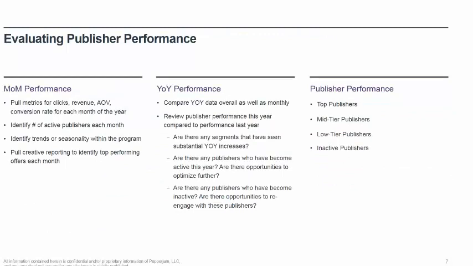Another great thing to do in terms of looking at the past year is evaluate your publisher performance. So first, take a look at publisher performance month over month. Pull metrics for clicks, your revenue, your average order value, conversion rate, and things like that for each month of the year. And then identify the number of active publishers each month to see whether maybe this went up or down, or maybe certain publishers became active in the program during a certain month. And identify your trends and seasonality within the program.